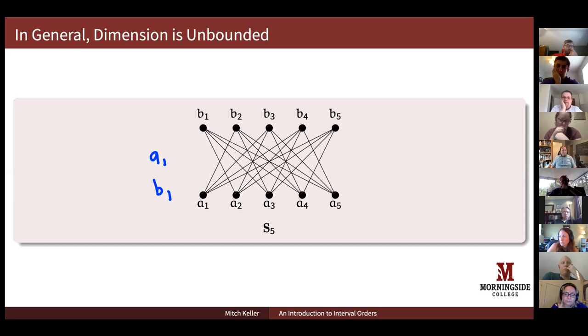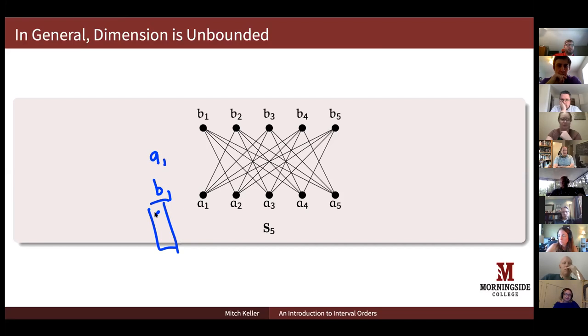Remind me what the line from A1 up to B2 means in this context. That A1 is less than B2. Okay. And so in this case, I think someone said it in the chat, every Ai is less than all of the Bj's, where j is not equal to i. Yes. Okay. So what does that tell us about where A2 has to go? It's got to be down here somewhere.